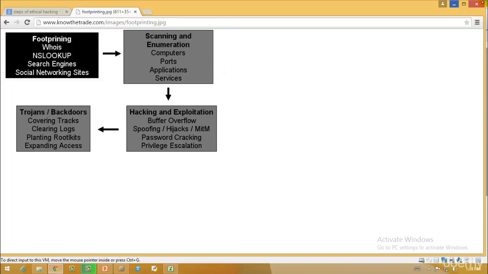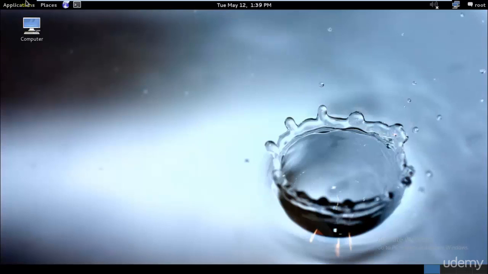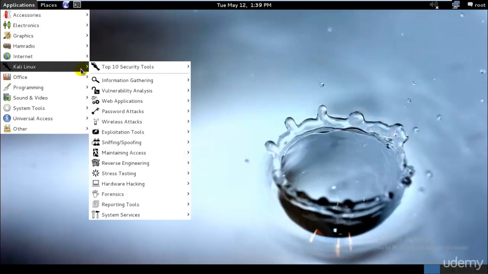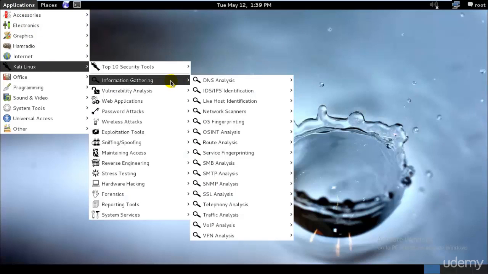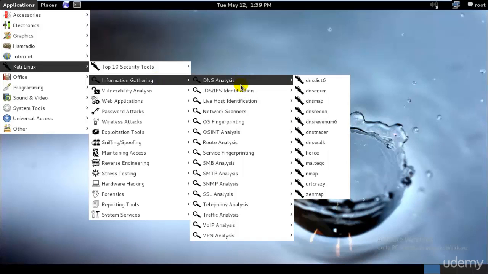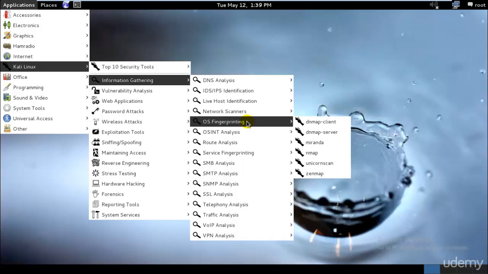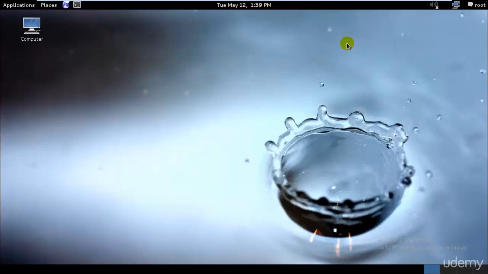So let's take a first look at footprinting. Let's take a look at what footprinting tools we have, and after that I will explain what footprinting is. As you can see, we have these information gathering tools, also known as footprinting tools. We have loads of things over here: service fingerprinting, routing analysis, OS fingerprinting, which is gathering information about the related OS, and loads of other stuff. Let's first know what exactly the footprinting terminology is and what all is included in that.